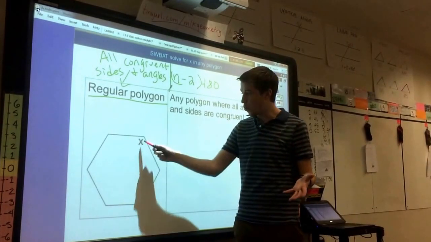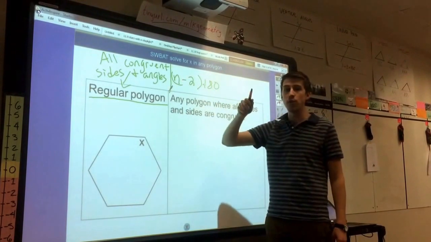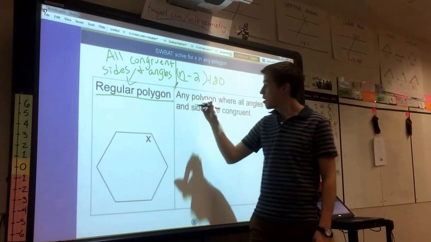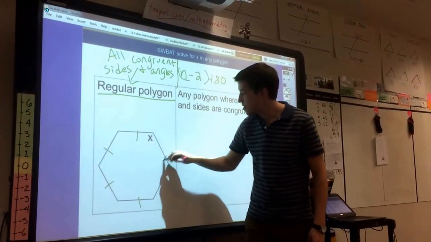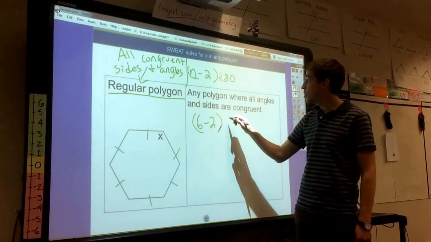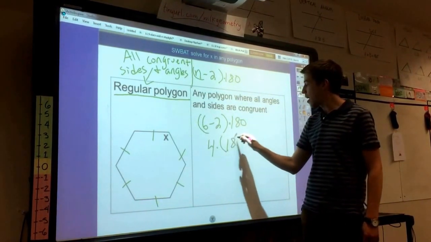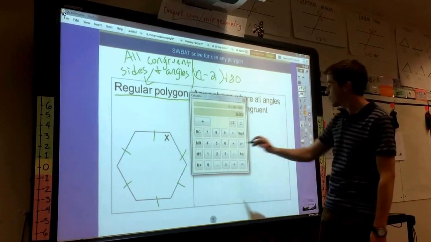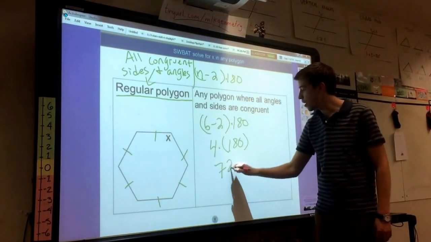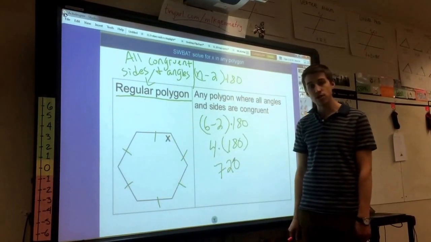Well, first we need to figure out what's the total of all of those angles. So we're going to go to our trusty interior angle formula, because this formula always tells us what they all will add up to. I'm going to count 1, 2, 3, 4, 5, 6 sides for n. 6 minus 2 is 4, times 180. 4 times 180 will equal 720. So I know that all of these have to add up and equal 720.